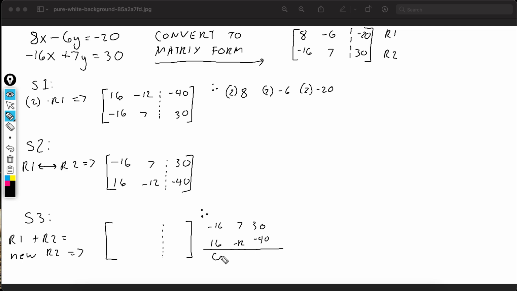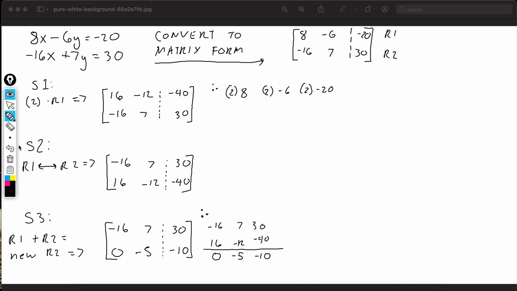This cancels out, becomes a 0. 7 plus -12, or -12 plus 7, is -5. 30 minus 40 is -10. Okay? Now, like I said, row 1 plus row 2, so this plus this. That's all we did here. It gives us our new row 2. So all these answers will go here in row 2, the top staying the same. Okay? So far so good.